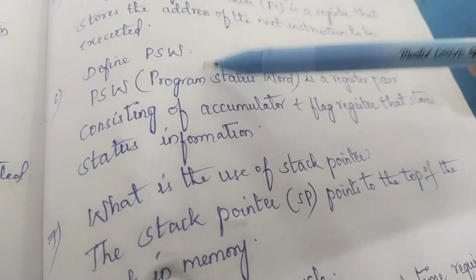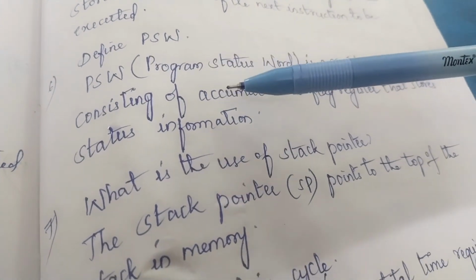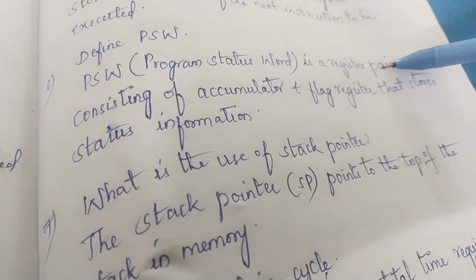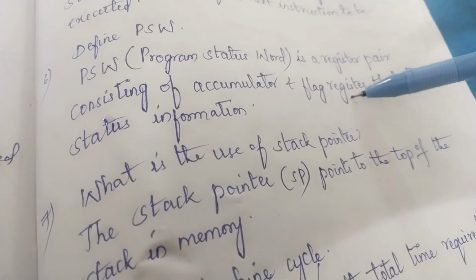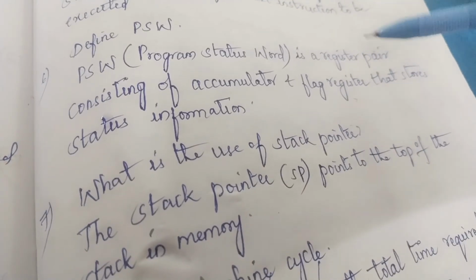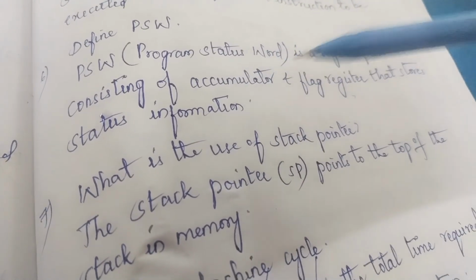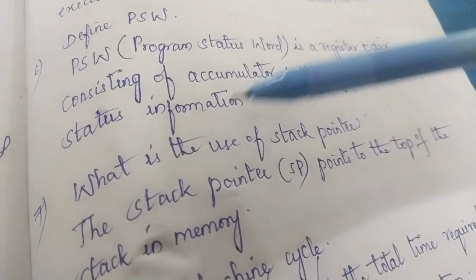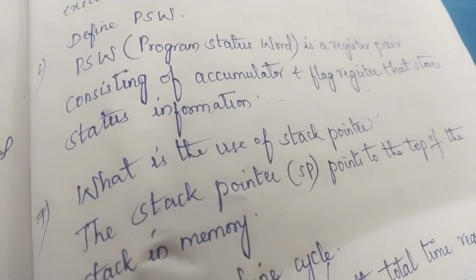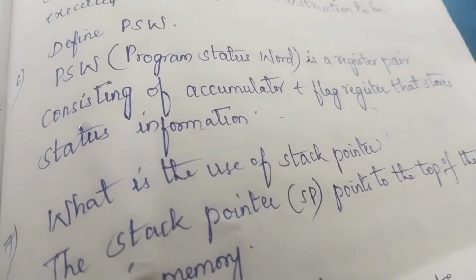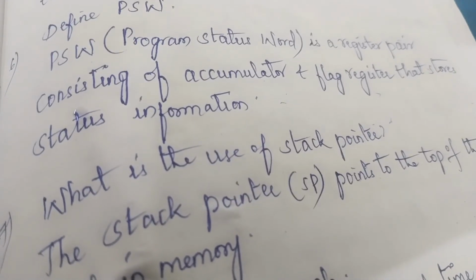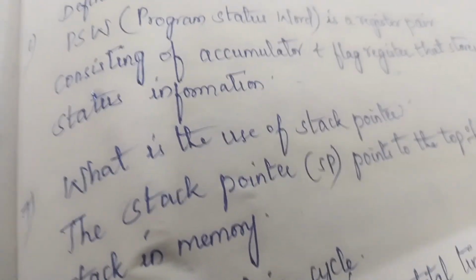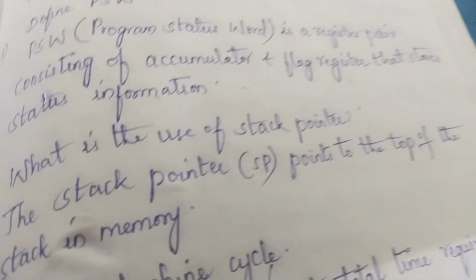Next, define program status word, PSW. It's a register pair consisting of accumulator and flag register. That's why it is known as register pair, because it's a combination of both accumulator and flag register that stores the status information.